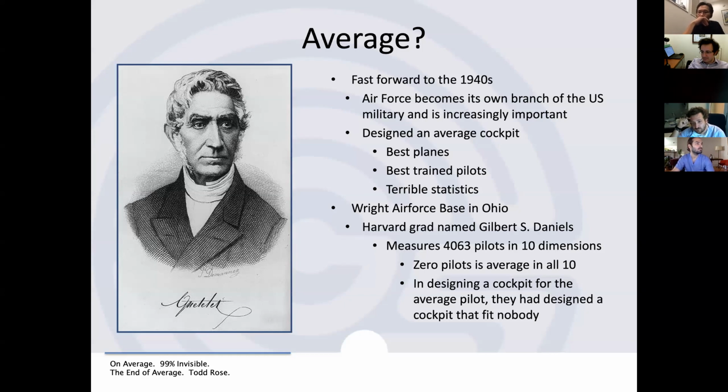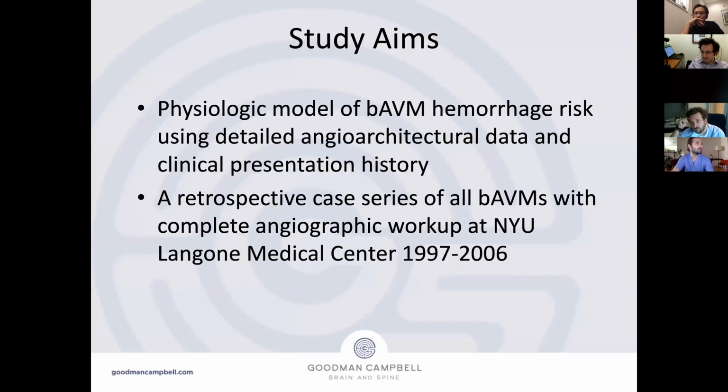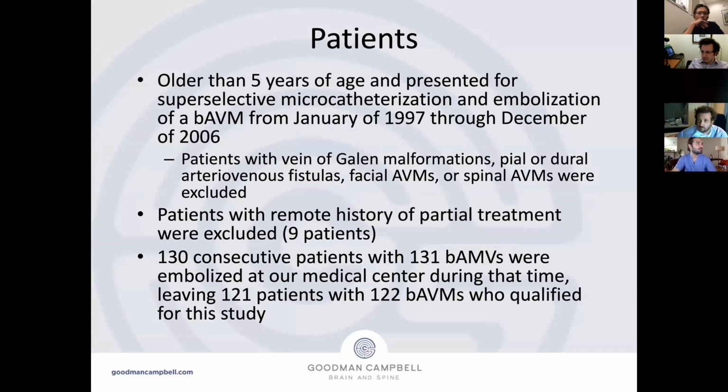So in trying to understand brain AVMs on an individual basis and think about the physiology, we tried to build a physiologic model of hemorrhage risk using detailed angioarchitectural data and clinical presentation history. We did a retrospective series over 10 years. All the patients were older than 5, and they had to have a brain AVM that presented between 1997 and 2006. Other types of fistulae were removed, and patients with a remote history of treatment were removed. That left us with 121 patients with 122 brain AVMs who qualified for the study.